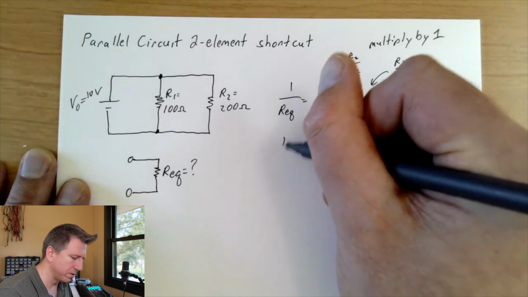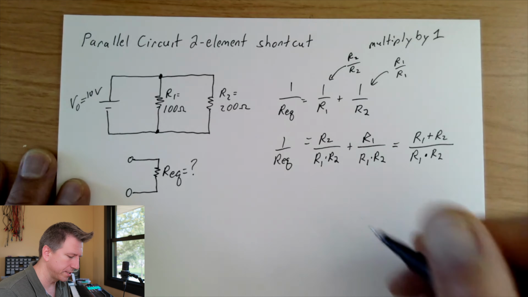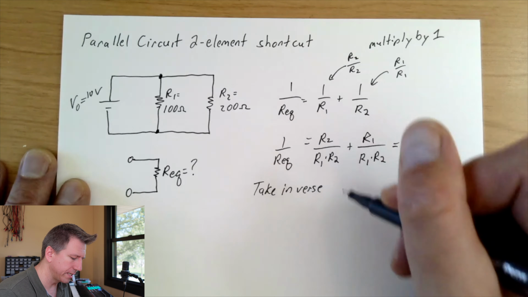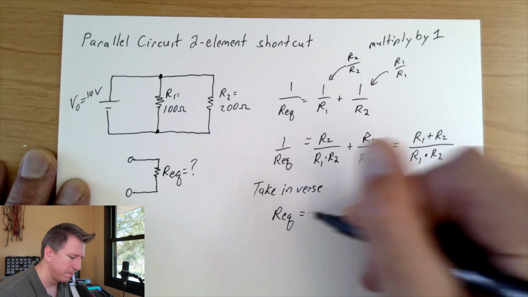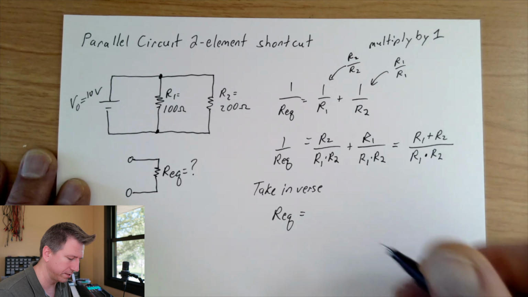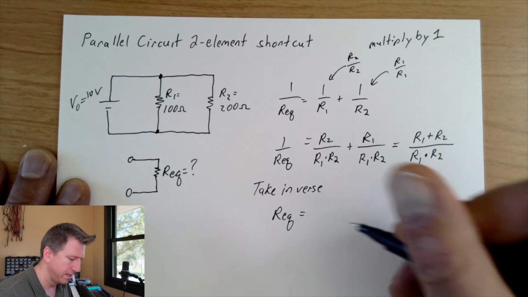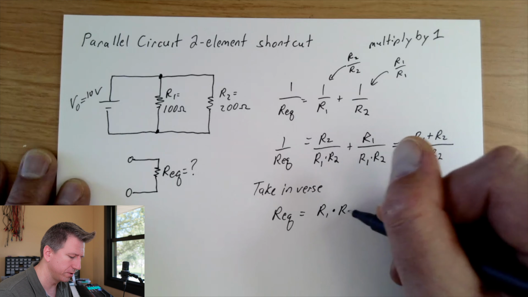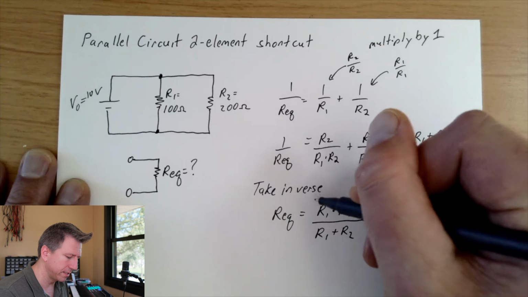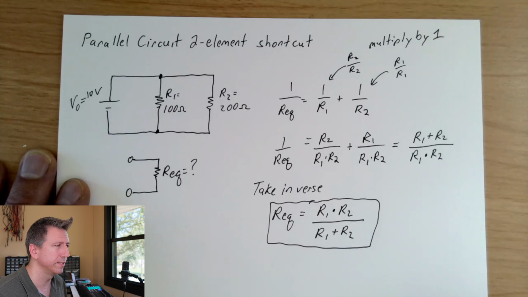But this is equal to 1 over Req. And so if we're solving for Req, we have to take the inverse to get Req. But the inverse of just a single fraction is easy to do. We just flip the two: the numerator and the denominator. And so we get R1 times R2 over R1 plus R2. And so that is the notebook equation, or the shortcut that we can use to solve for the equivalent resistance.